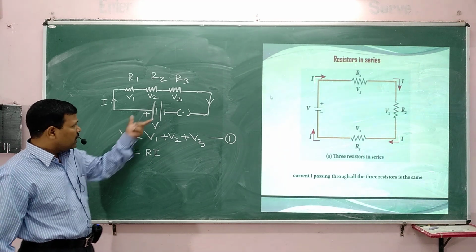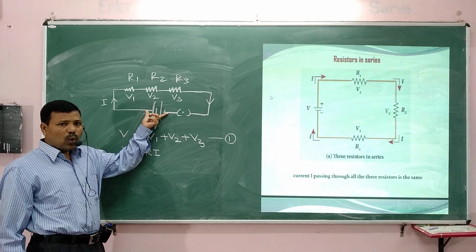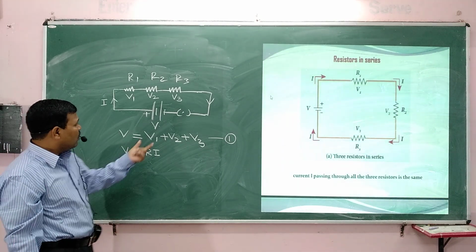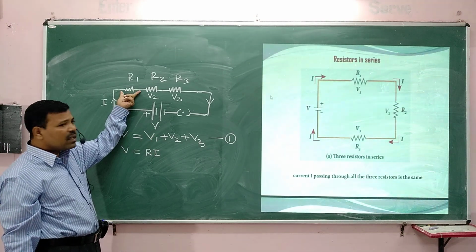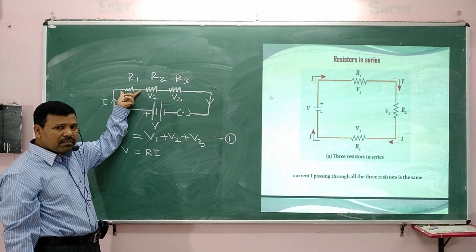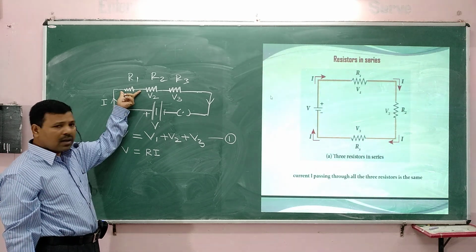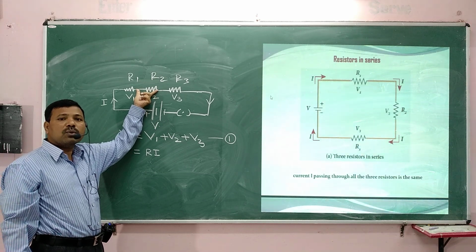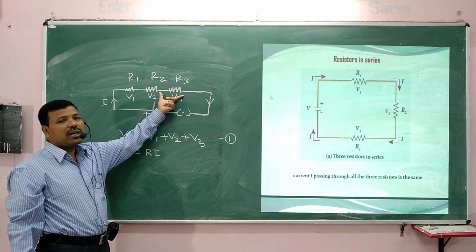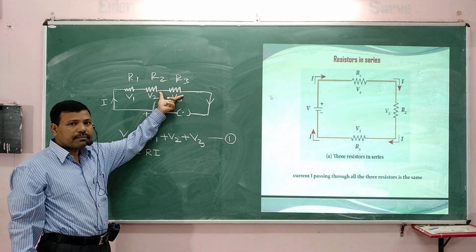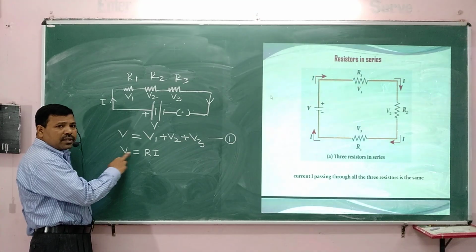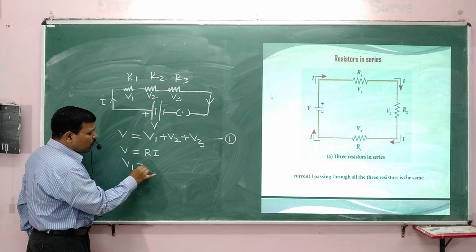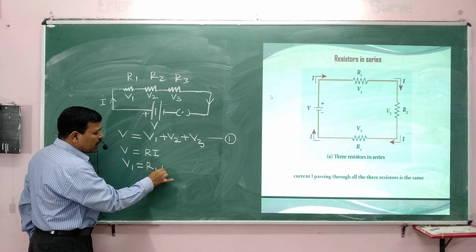What is V? The net voltage, the total potential difference applied across the combination. What is V1? The potential difference across R1. What is V2? The potential difference across R2. What is V3? The potential difference across R3. V is equal to Ri by Ohm's law. What is V1? V1 is equal to R1I.